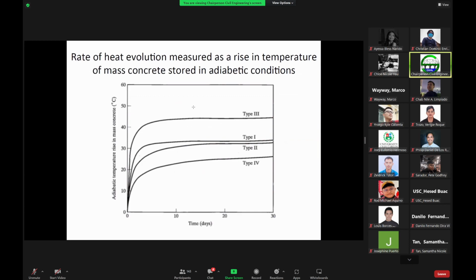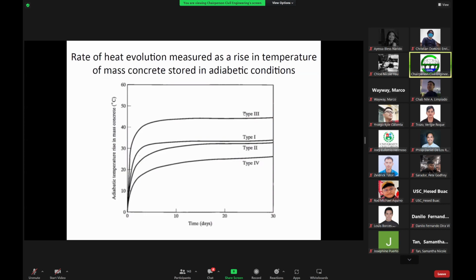So this next figure will show you the rate of heat evolution measured as a rise in temperature in mass concrete stored in adiabatic condition. So what is an adiabatic condition? This is a condition where heat is not allowed to escape from your concrete. So our hydration process is exothermic, meaning it releases heat. So in adiabatic conditions, we don't allow this heat to escape.